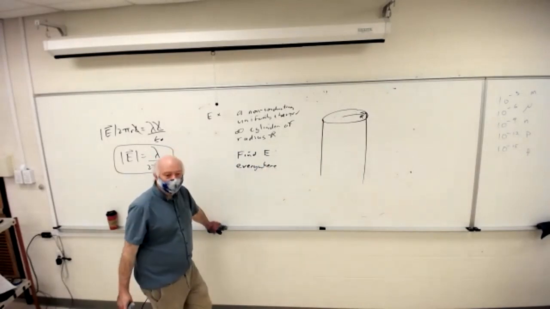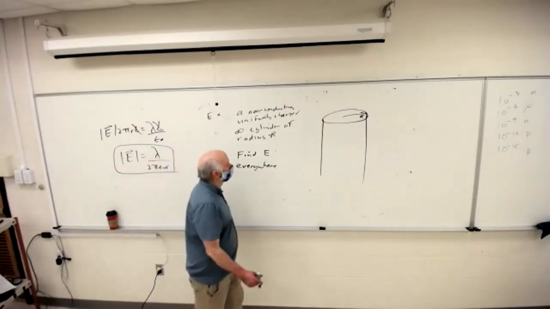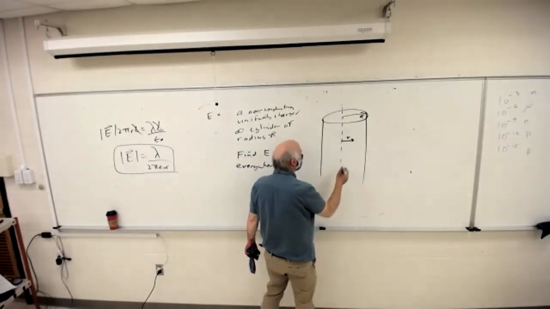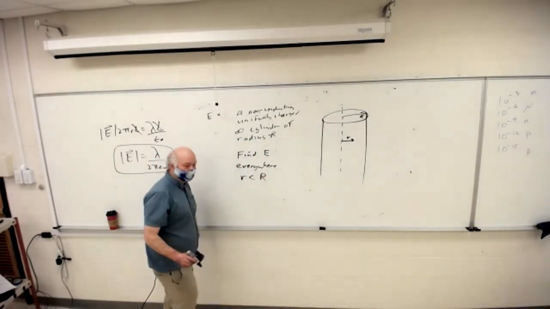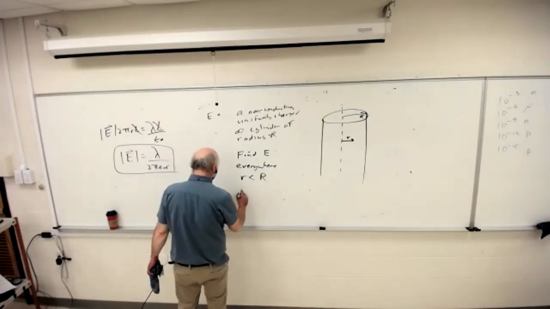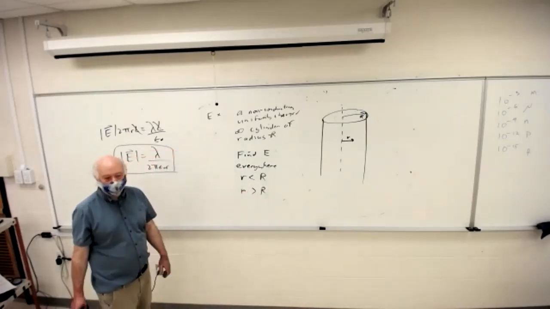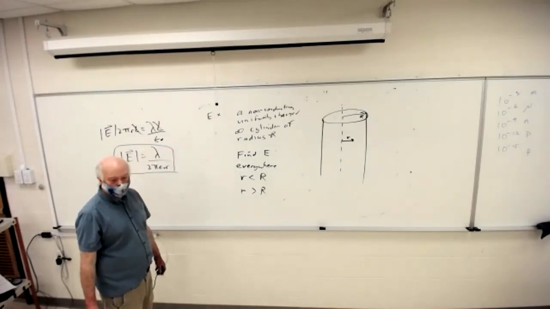What does that mean? Inside and outside. So if that's my center, and I call this R, we'd have two regions here. So find E inside and find E outside.